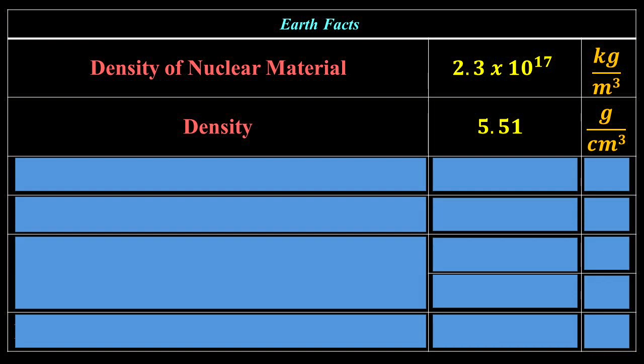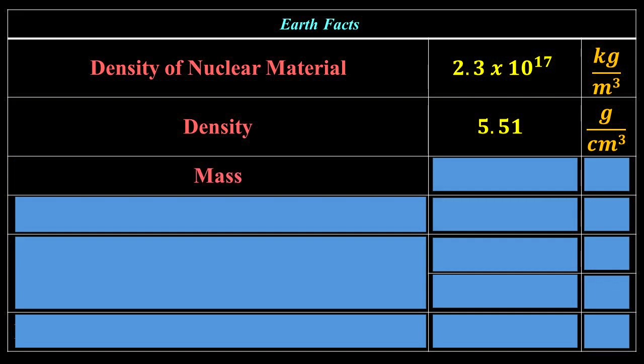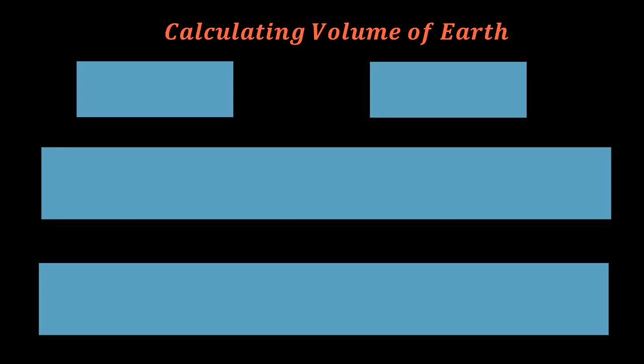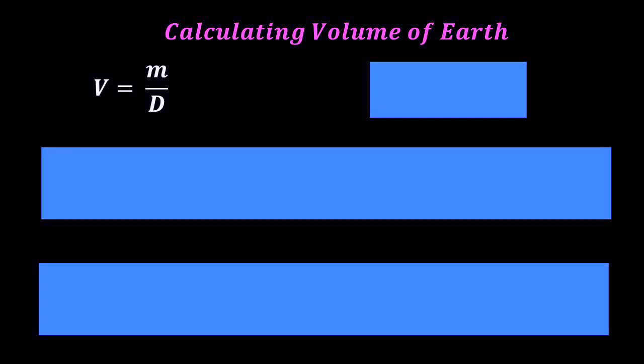So we have very, very dense material, and we know that the Earth is very large. What we're going to do first is calculate the radius of the Earth, knowing that the density of the Earth is 5.51 grams per cubic centimeter, and knowing that the mass of the Earth is very large, and we'll actually look up that value. This is the value for the mass of the Earth: 5.972 times 10 to the 24th kilograms. Now, we have the mass and the density, and we're going to calculate the volume.